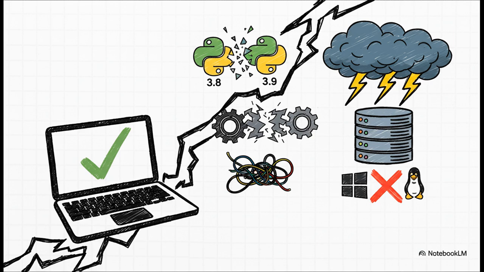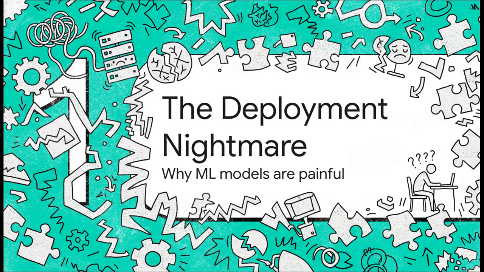The server has a different Python version, and boom, your code breaks. A library is just a tiny bit different, and everything crashes. It is a complete and total mess. Right, this chaos? This is what we call the deployment nightmare. And honestly, it's this exact set of problems that stops so many amazing models from ever seeing the light of day and actually making a real impact.